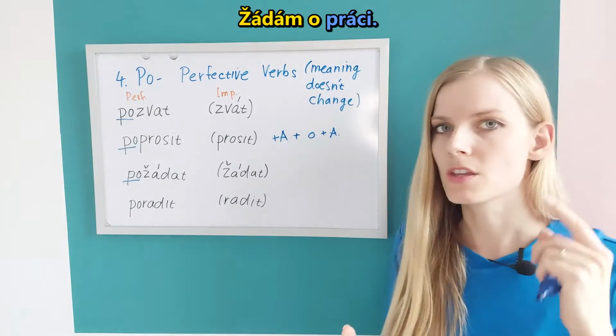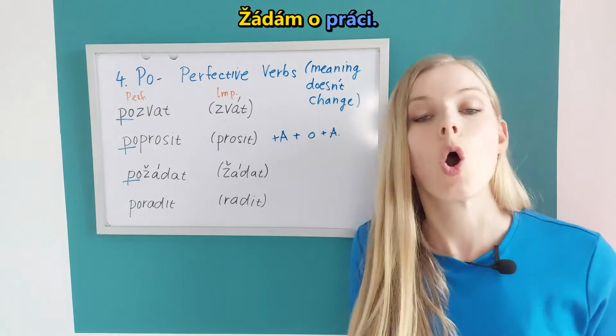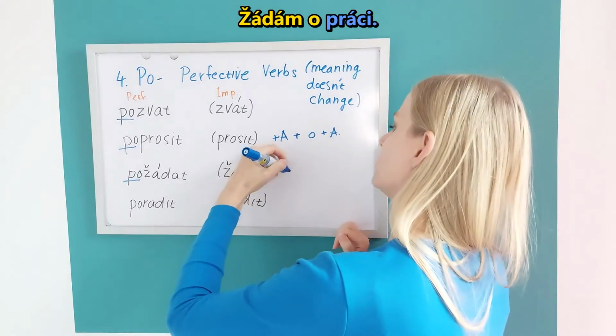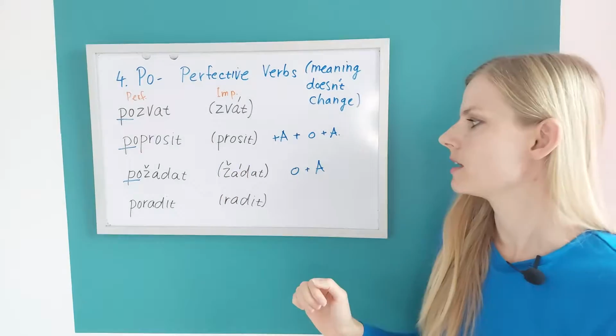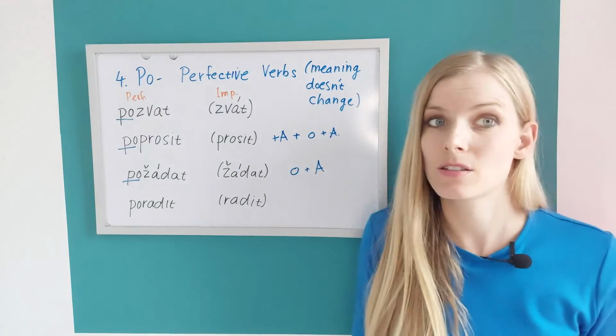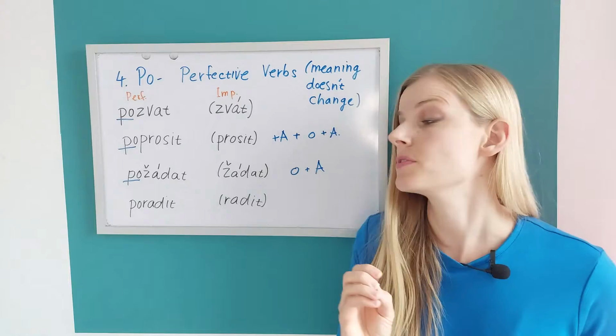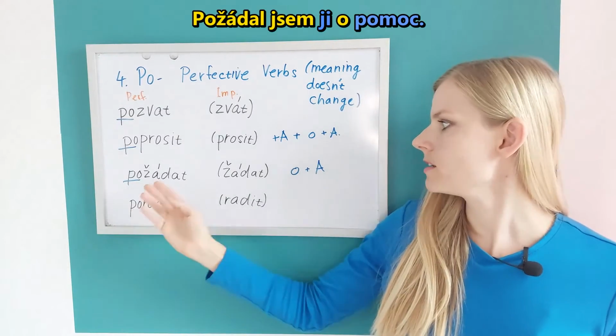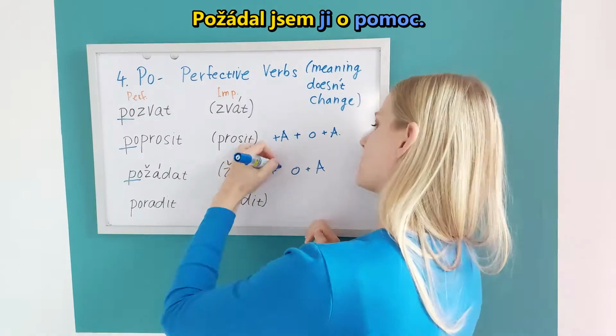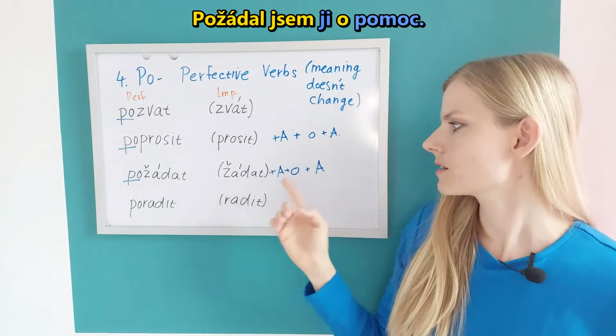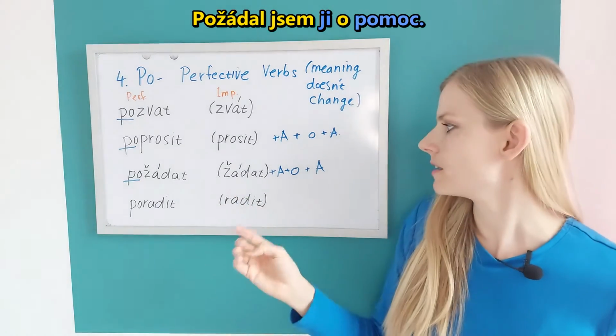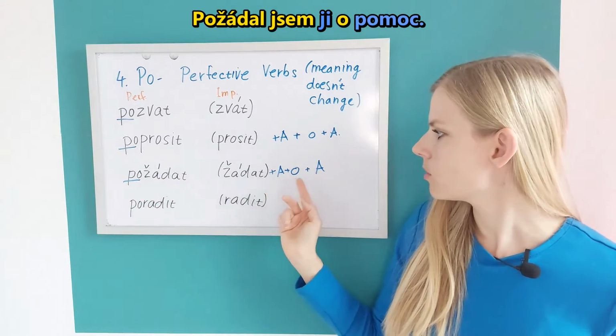It's done. And you might have heard me saying o as well. Požádat o práci. And if you wanted to say that you ask someone, that would be the accusative case as well. Požádal jsem ji o pomoc. I asked her for help.